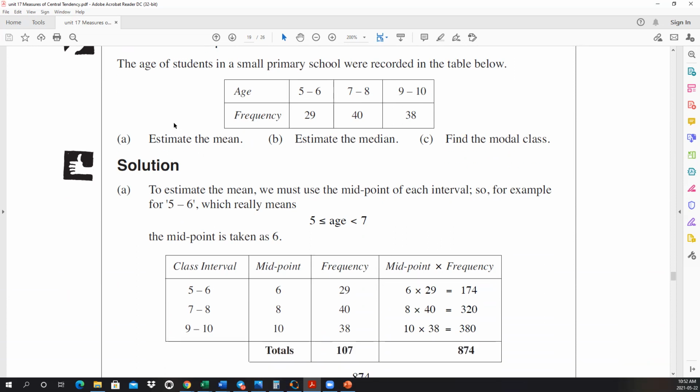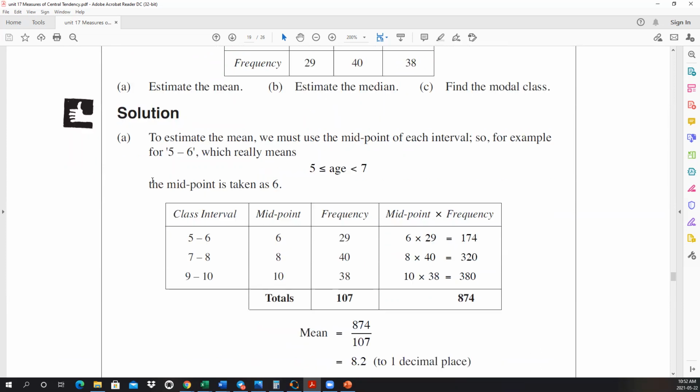The mean now, you'd have to do some gymnastics. I guess you get the midpoint, multiply them out, find the sum of the products of the midpoint and frequency, and divide it by the total frequency. That's how you find the mean. And then the median is just whatever is in the middle. So we see the solution here.